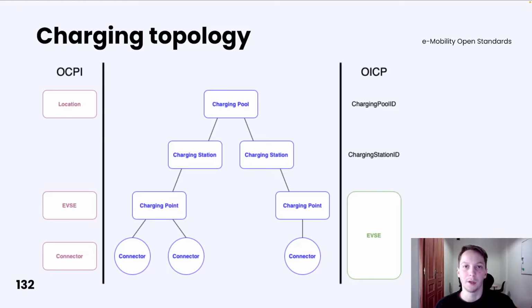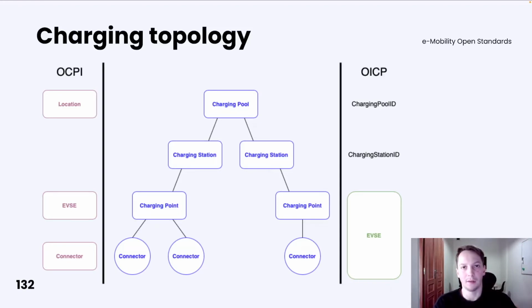For example, we may have two parking spots next to one charging station with two charge points. It allows both of the electric vehicles to charge at the same time. At the lowest level, we have connectors, for example type 2. Each charging point may have multiple connectors, but only one can be used at a moment. As you can see, OCPI and OICP are not fully compatible with the European standard.